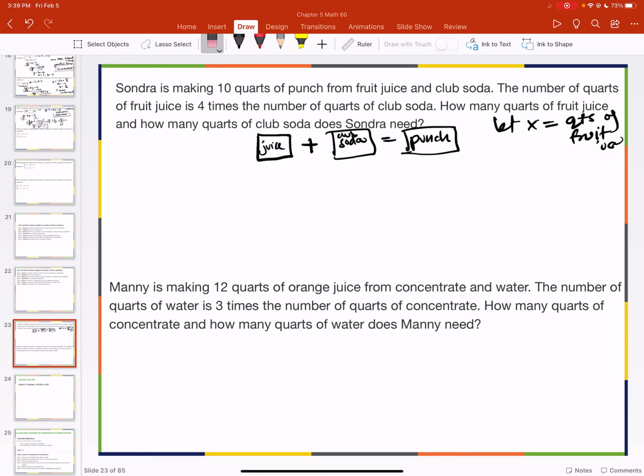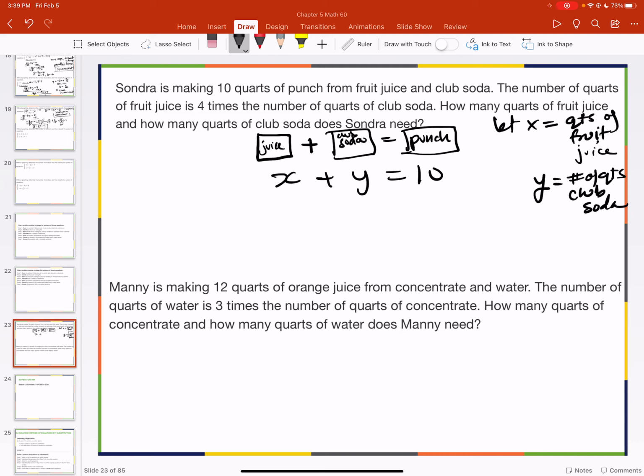I can't spell. Okay, and then y, we'll let that be club soda, the amount of club soda, number of quarts, or you can write quantity of club soda. Okay, so together, that's going to be 10 quarts, right? She's going to add the fruit juice and the club soda, and together it's going to be 10.